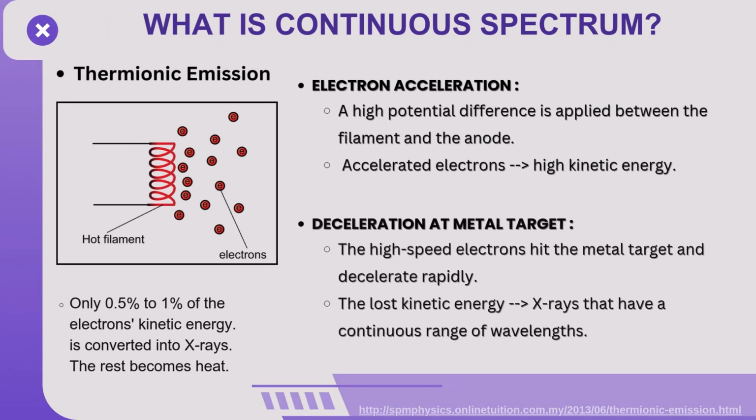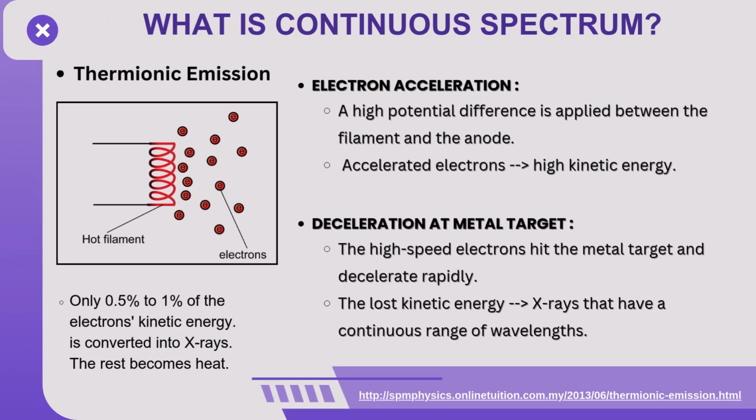First, thermionic emission. The filament is heated, releasing free electrons into the vacuum. Second, electron acceleration. A high potential difference is applied between the filament and the anode. This accelerates the electrons, giving them high kinetic energy. Third, deceleration at metal target. The high-speed electrons hit the metal target and decelerate rapidly. During this process, the lost kinetic energy is converted into X-rays that have a continuous range of wavelengths.